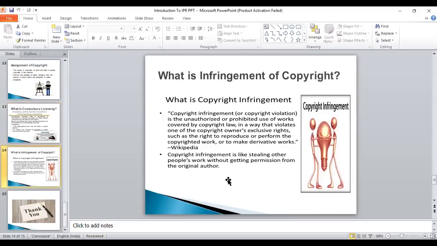We'll talk about infringement of copyright. What does infringement of copyright actually mean? Infringement means violation, copyright violation, right? Copyright infringement or copyright violation is the unauthorized or prohibited use of work covered by the copyright law in a way that violates one of the copyright owner's exclusive rights, such as the right to reproduce or perform the copyrighted work or to make derivatives of the work. Copyright infringement is like stealing other people's work without getting permission from the original author.